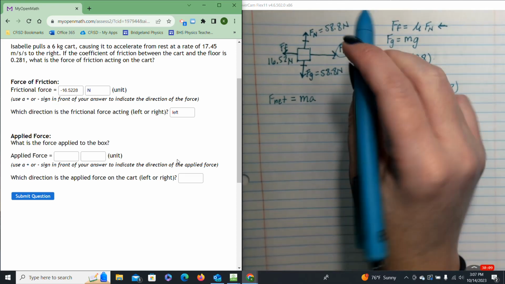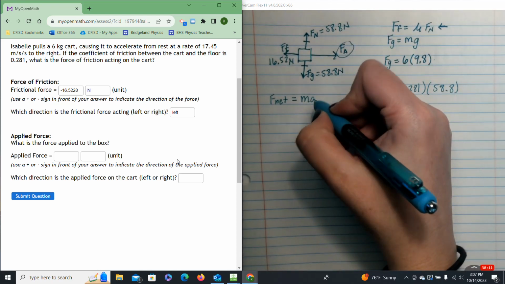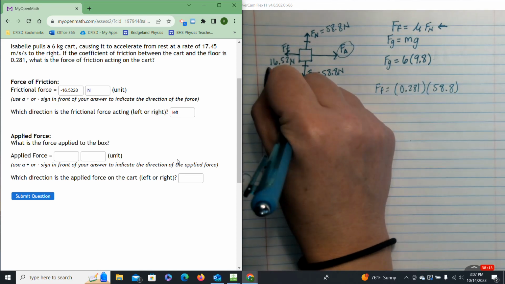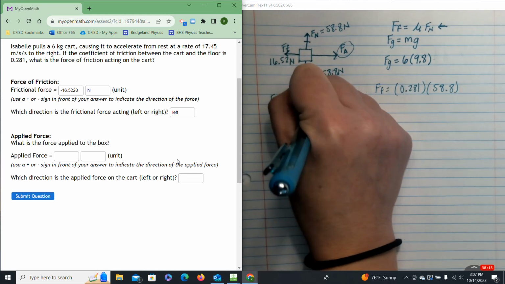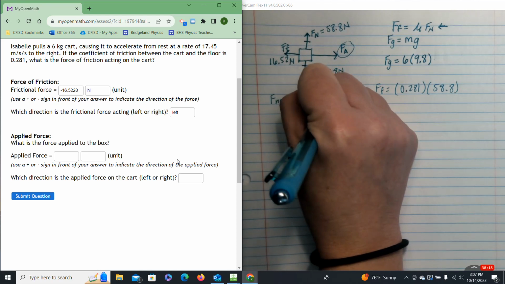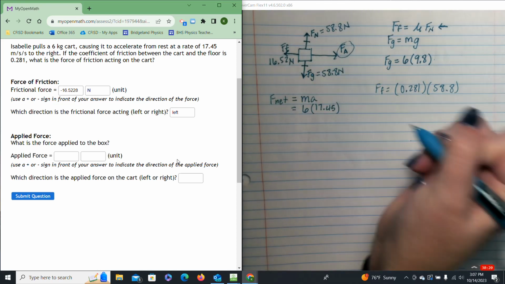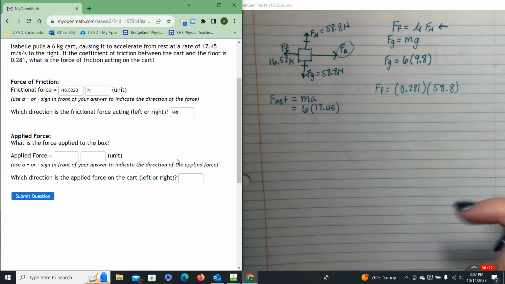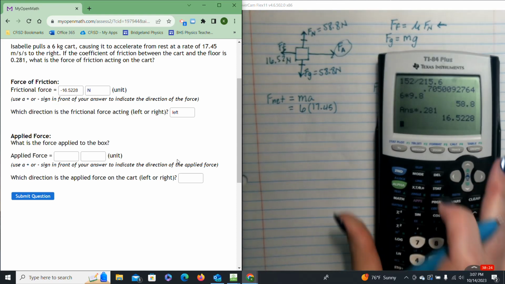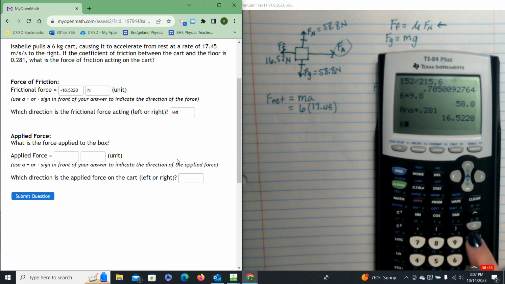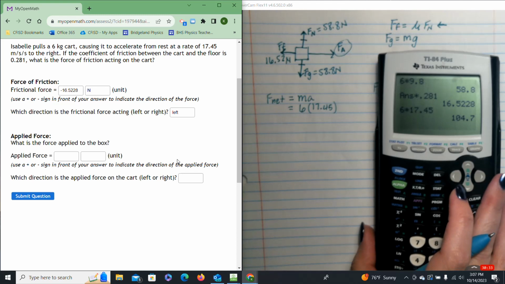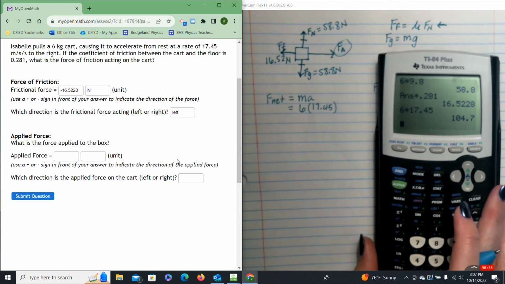Okay, so looking at this question, it tells me the acceleration and it tells me the mass. The mass is 6 and the acceleration is 17.45 meters per second squared to the right. So let's go ahead and multiply that out and get our net force. 6 times 17.45 gives me a net force of 104.7, and again it is going to be newtons to the right.